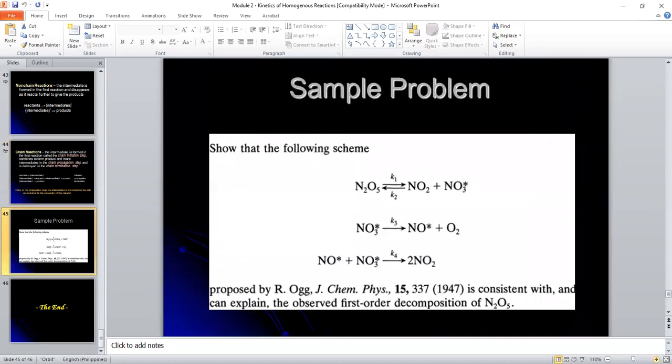So show that the given reaction scheme, or this reaction mechanism proposed by Og, is consistent with and can explain the first order decomposition of dinitrogen pentoxide. So there was no provided rate equation here, but it's simply saying that you are to prove that this mechanism is consistent with the observed first order decomposition of dinitrogen pentoxide.